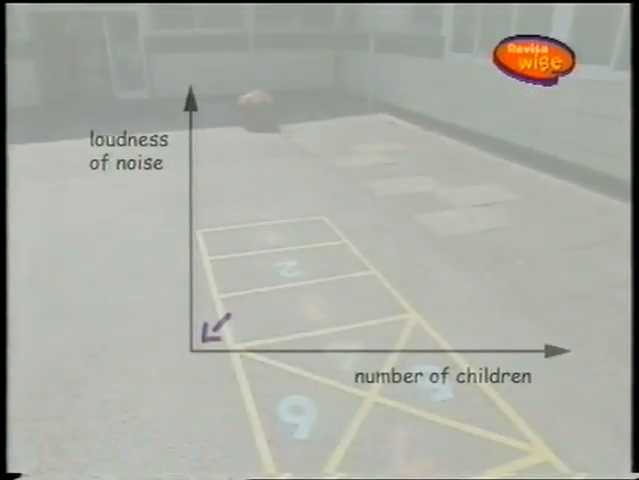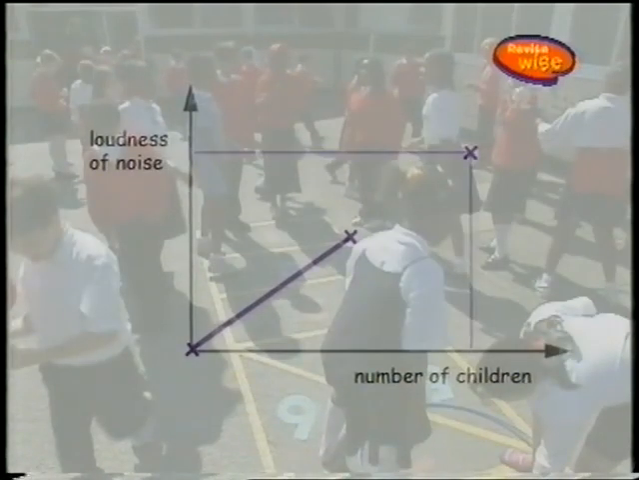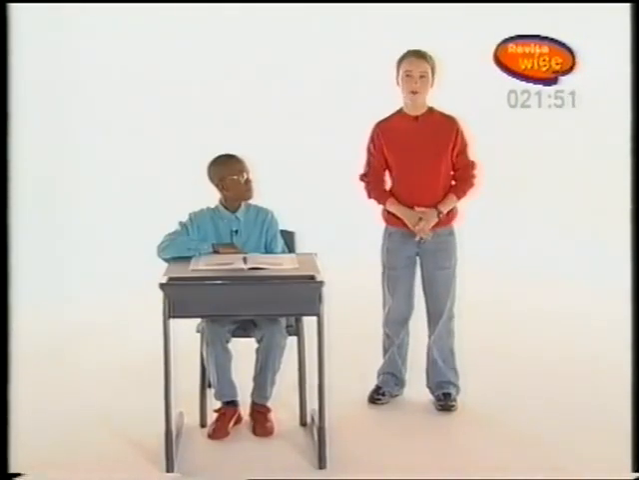We start the line here, because when there are no children, there's no noise. But as the number of children increases, so does the loudness of the noise. So the line goes up like this. That line went up from left to right. Do all line graphs go up like that? That's an interesting question. Now, have a look at this one.